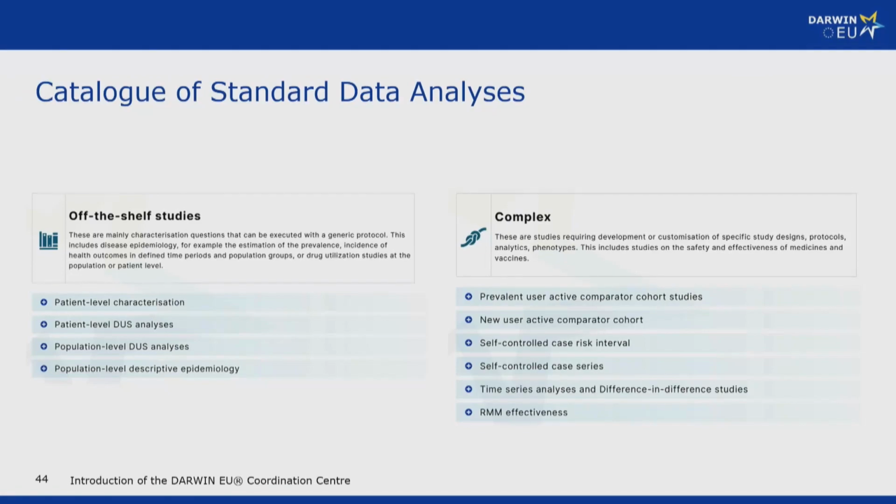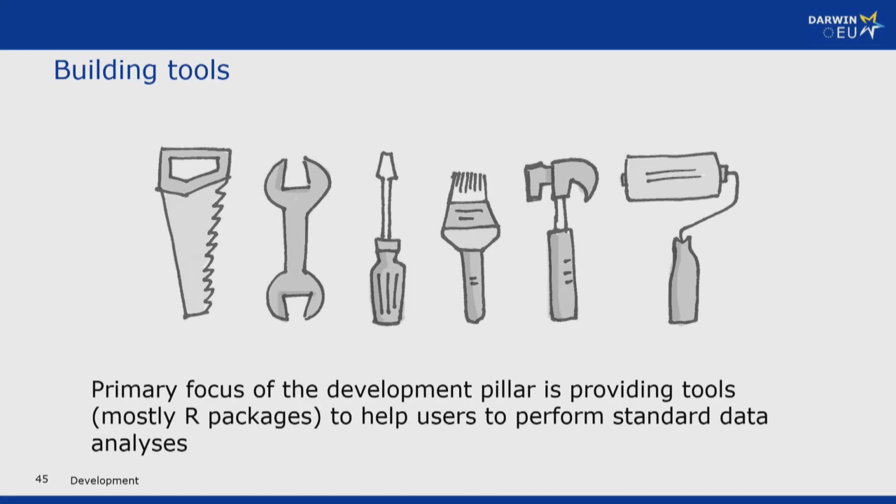In terms of off-the-shelf, it varies from patient-level characterization to DUS analyses, and then more population-level studies looking at incidence, prevalence, and so on. And then we've also got this other side of complex studies, whether this is self-controlled case series, SCCS, it could be cohort population-level estimation, but also RMM effectiveness type studies. So lots of complex studies we might be asked to do as well. This is the foundation of what we're aiming to do, to deliver this catalogue.